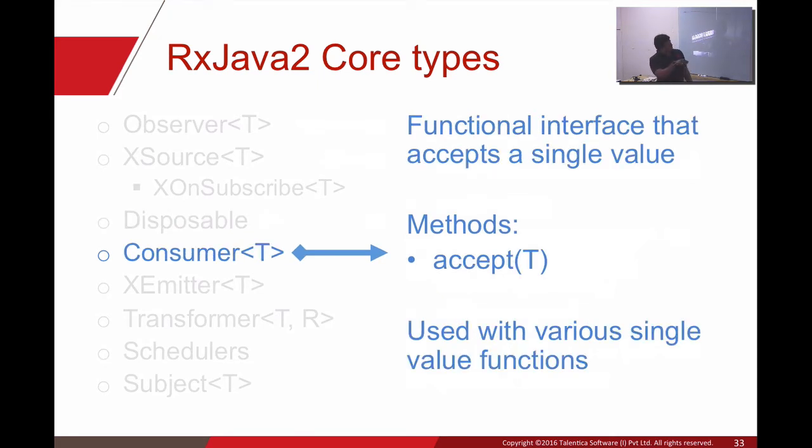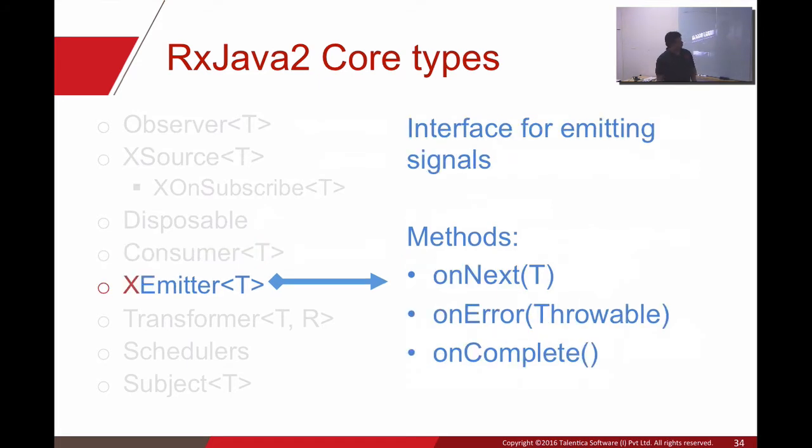Consumer is a functional interface that accepts a single value. It's used for side effects like doOnNext, that we'll see later, or error, things like that. It will just take one generic value. This is XEmitter, so it could be ObservableEmitter for Observable, FlowableEmitter for Flowable. And using the emitter we can call onNext. These methods are available for us. So we can decide which value to pass, when to throw an error, what is my error condition, and when, say, all the data is done, onComplete.